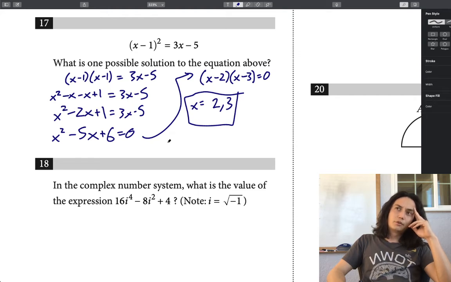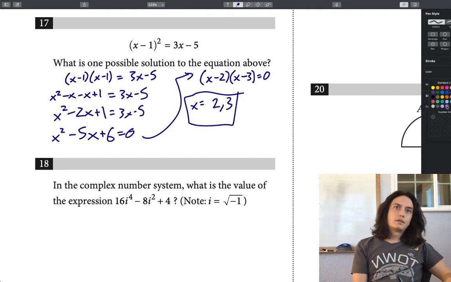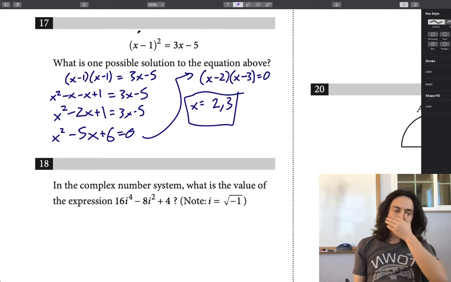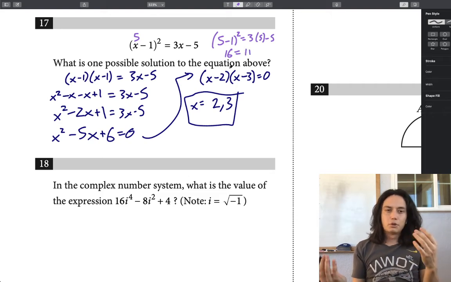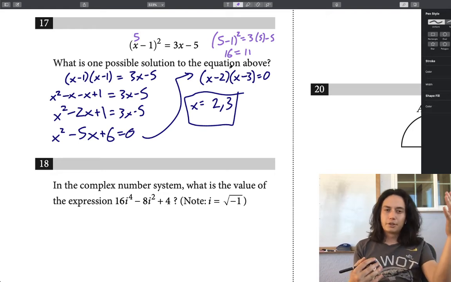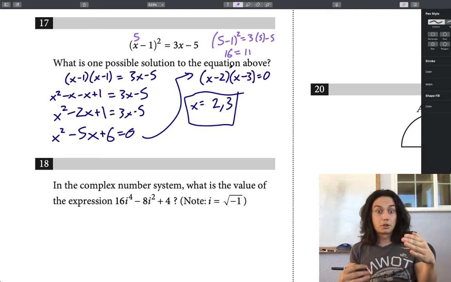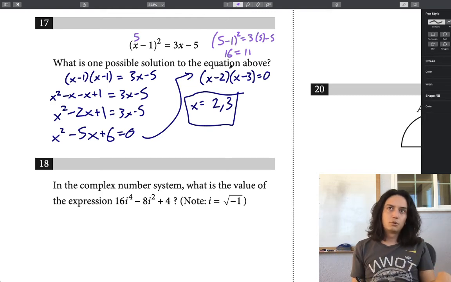Alternatively though, if you're freaking out, you forgot how to factor and foil, guess and check a couple. I'm not intentionally guessing wrong, but here's 5. We're going to go 5 minus 1 squared equals 3 times 5 minus 5. 5 minus 1 squared is 16, equals 15 minus 5, which is 11. That didn't work. Let's try a lower number, and then you hit it. Try a higher number, you'll be way further off. Try a lower number, you'll be closer, closer, and then you'll try a number and it'll work.